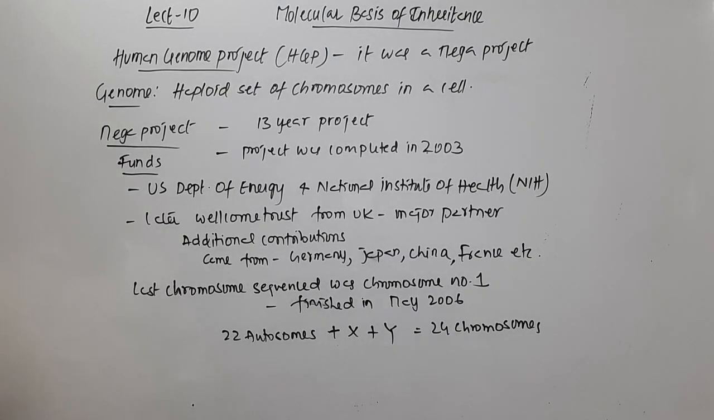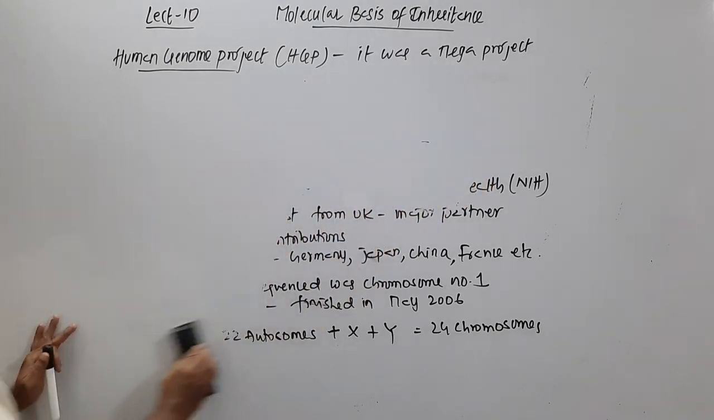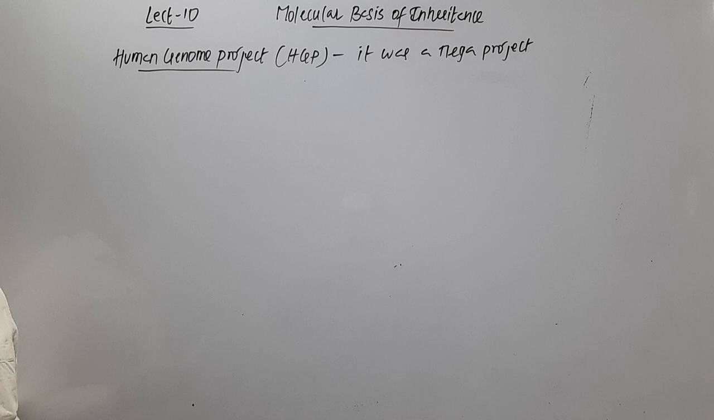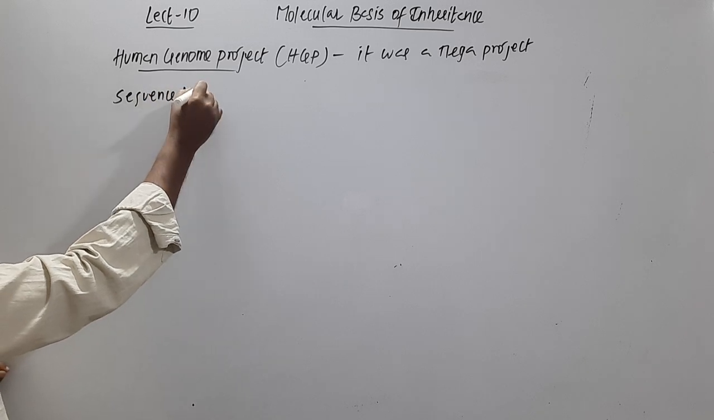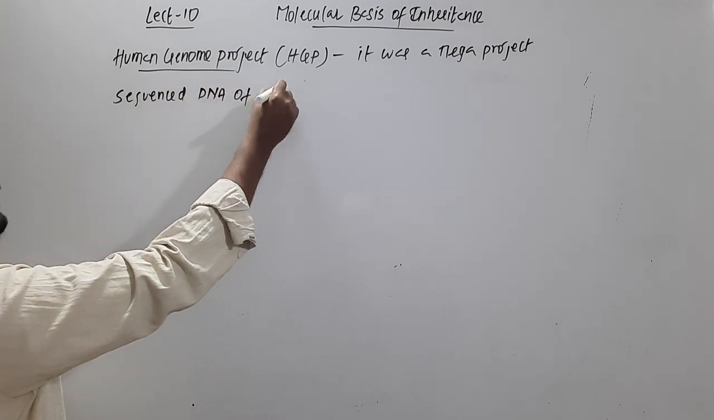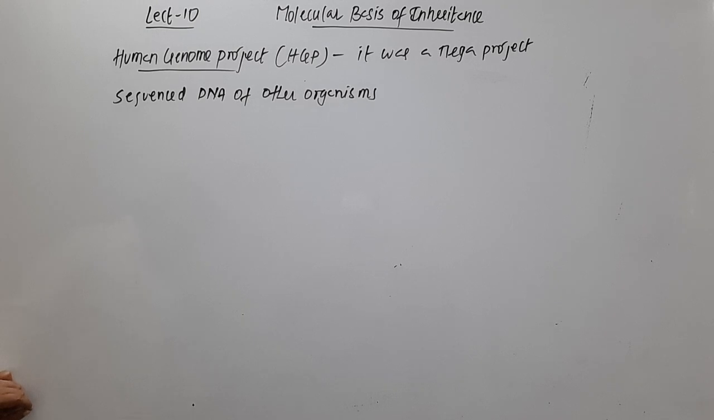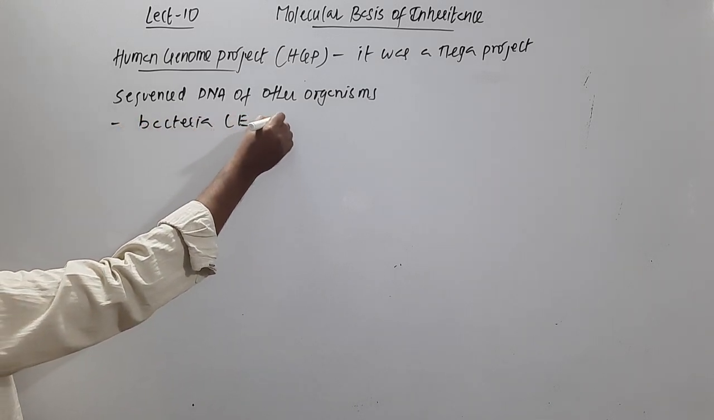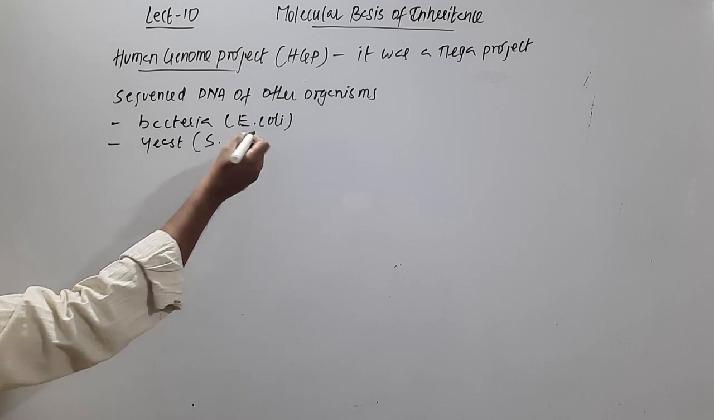And once we finished sequencing the human DNA, we also started sequencing the DNA of other organisms. These included bacteria, that is the E. coli bacteria, and then yeast, Saccharomyces cerevisiae.